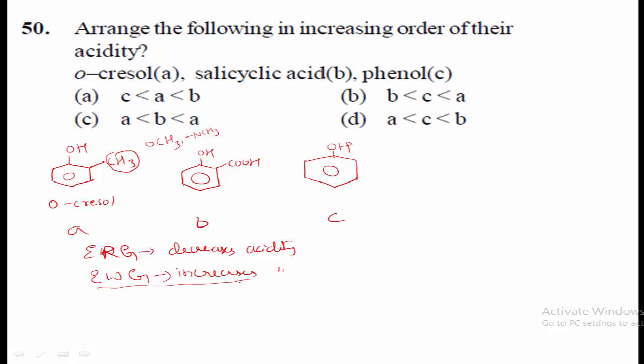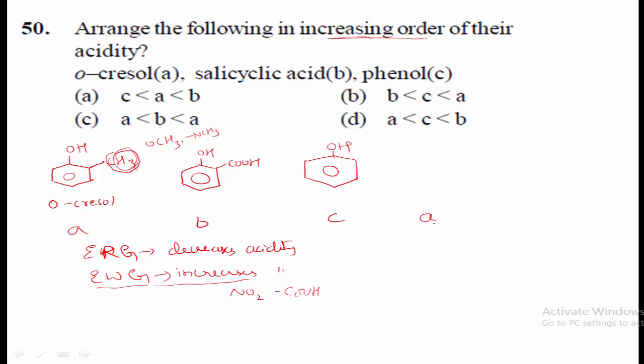Electron withdrawing groups increase acidity, and those groups are NO2, COOH. You already know that the presence of these groups increases the acidity of the compound. Therefore, among these, which option is the right one? See here, in orthocresol an electron releasing group is there, but in the other cases it is not. So which one has very little acidity? Since they have asked you to arrange the following compounds in increasing order of their acidity, first you have to write the compound with lower acidity, that is orthocresol.